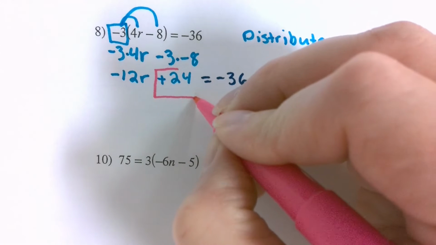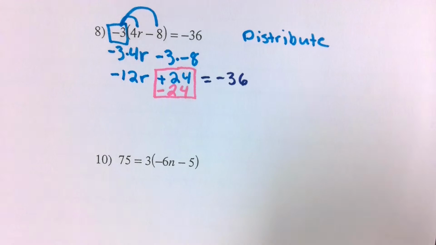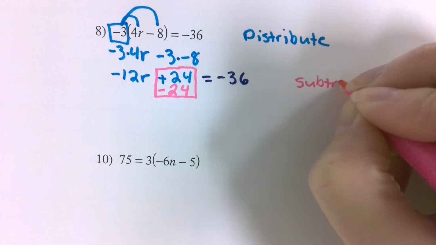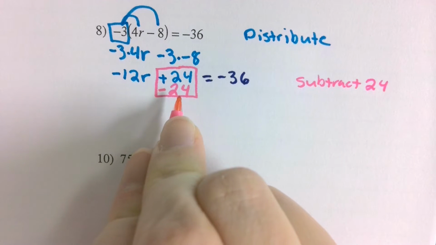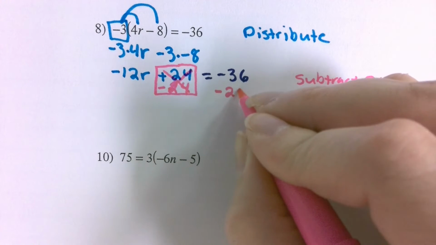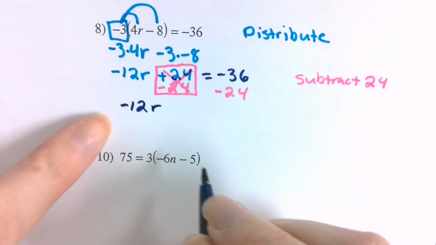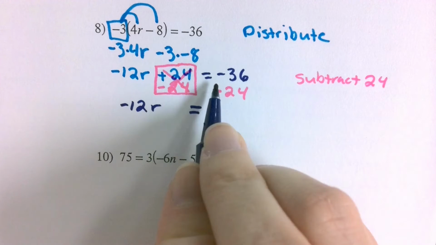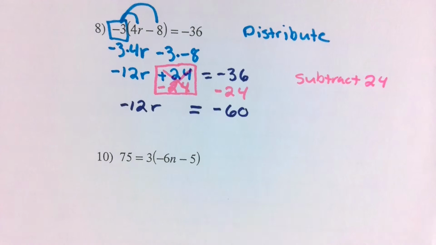Guys, you need to make sure that you're paying close attention, because some of you worry for today for the quiz. You're going to do the opposite operation. You are going to subtract 24 from both sides. So you're going to subtract 24 from 24. That can get boxed off. Then you're going to subtract 24 from the other side. So that's going to leave us with -12r still. Nothing happened to that -12r. We still have an equal sign. And the -36 minus the 24 is a -60.